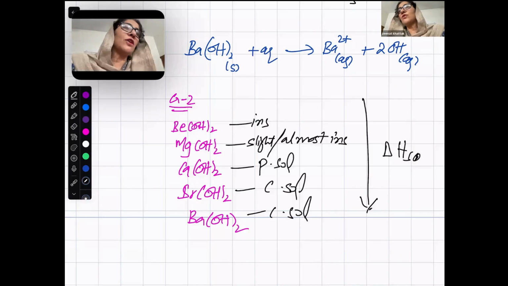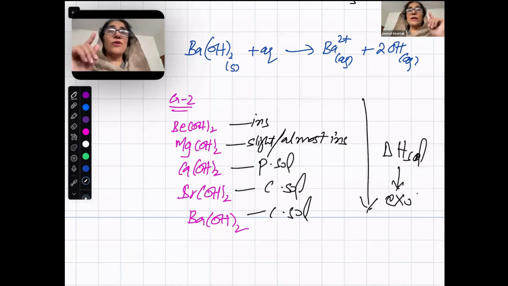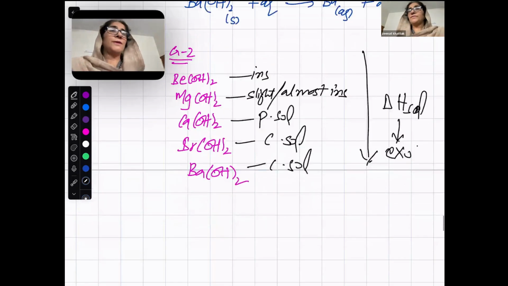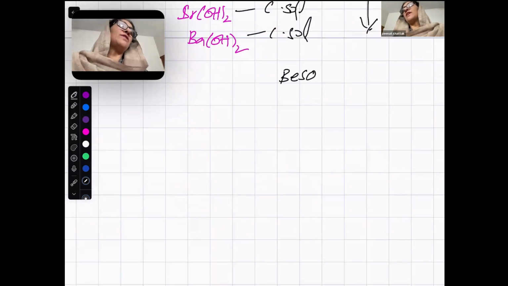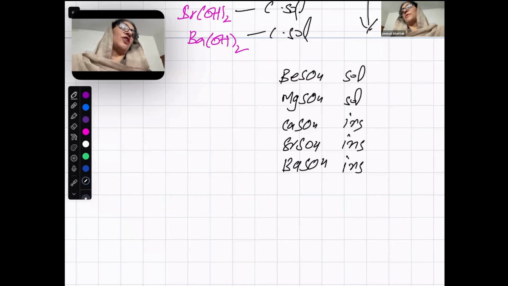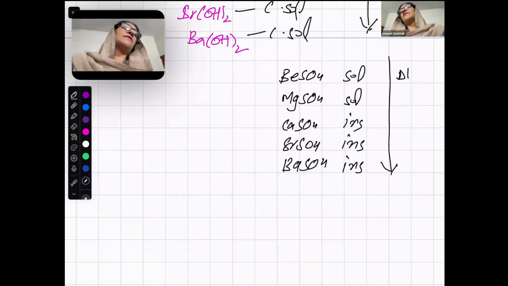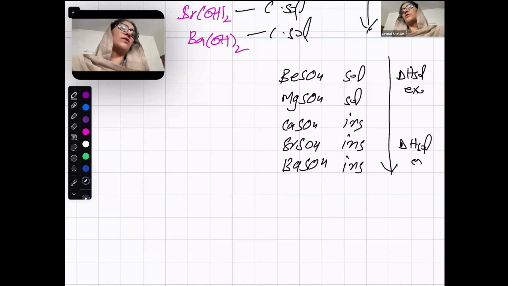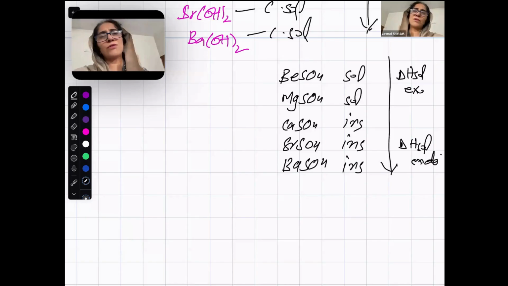The delta H solution is getting exo. In the upper, it's getting endo, and it's opposite to sulfate. You know this. Like we know that beryllium sulfate and magnesium sulfate are soluble. Calcium, strontium, and barium sulfate: insoluble, insoluble, insoluble. Why? The upper has delta H solution exo. The lower has delta H solution endo. But how can we calculate delta H solution?